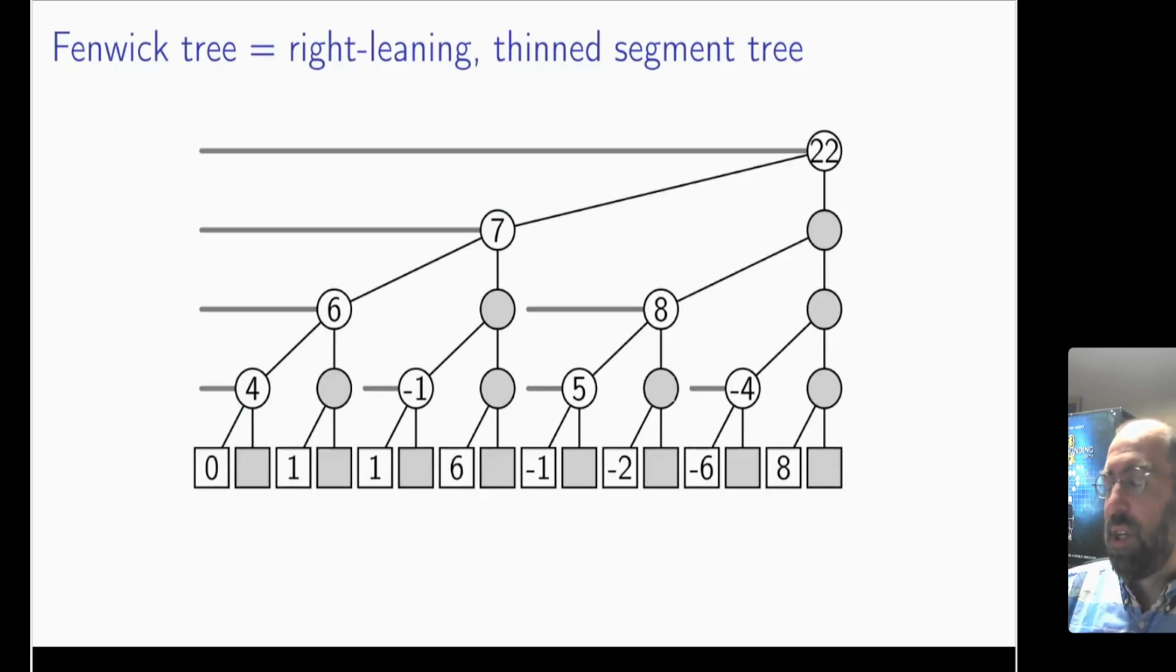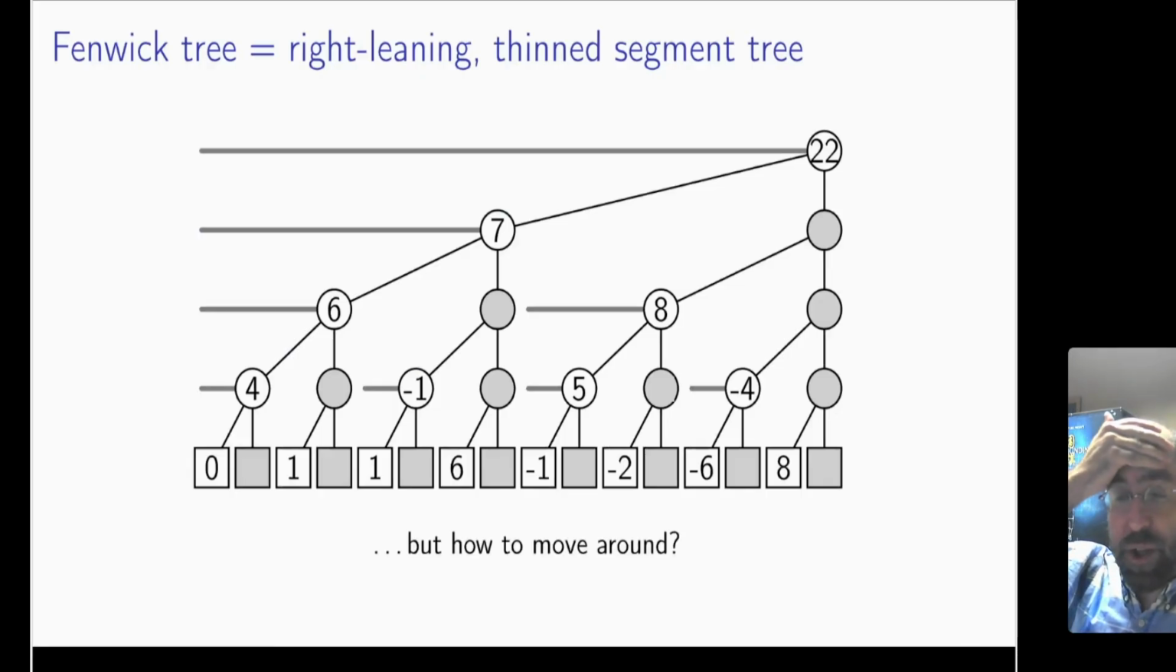If you look up explanations of it online, you'll usually see it presented like this, drawn as a tree, but in a right-leaning style, so that each node exists above the place in the array where it's actually stored. Okay, but the big question is, how do we move around in this tree? And when I say move around, what do I mean?